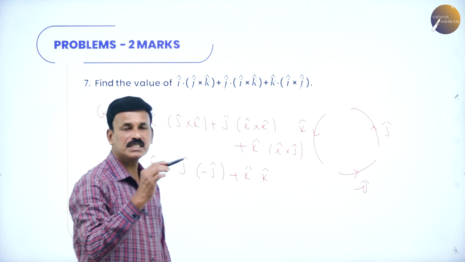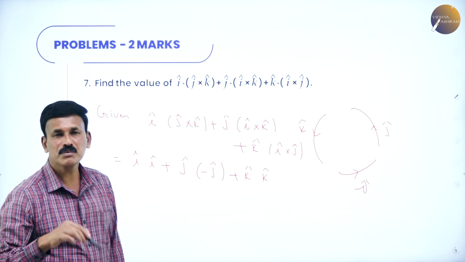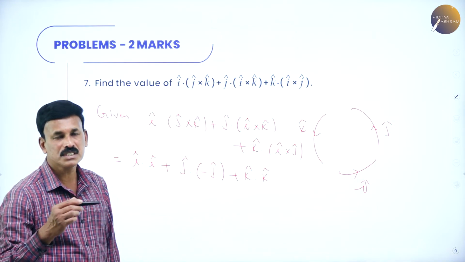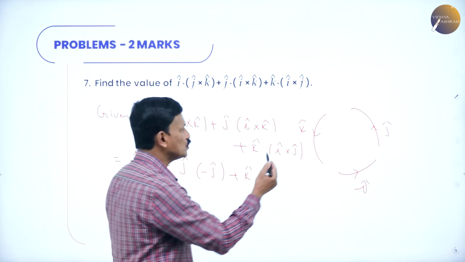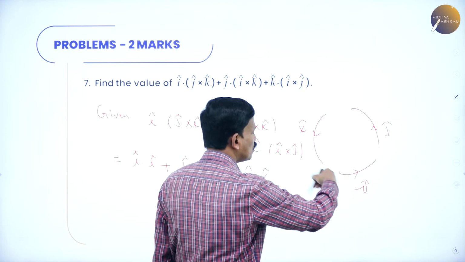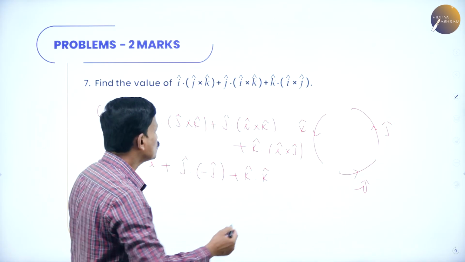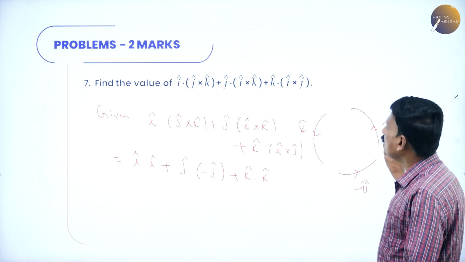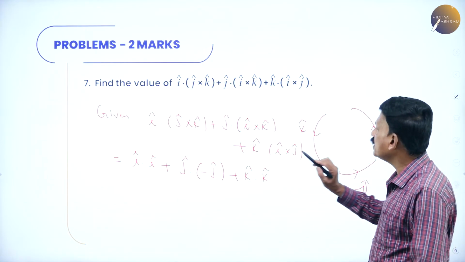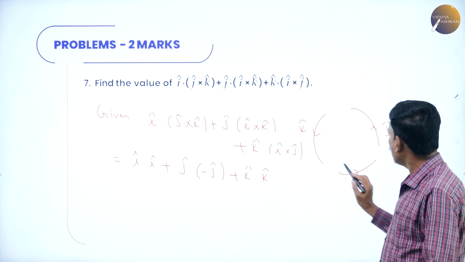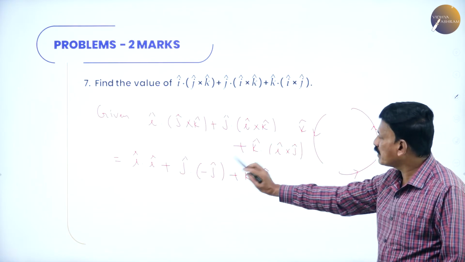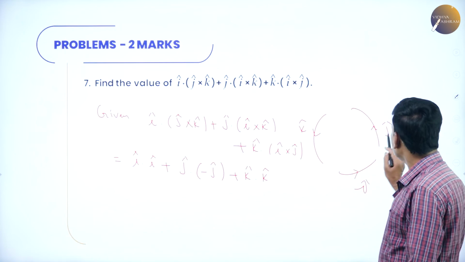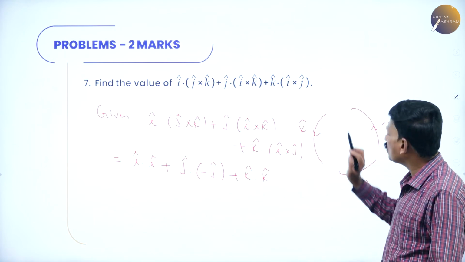Depending upon the clockwise and anti-clockwise direction, the signs will change. In this direction we are going to get positive, in the opposite direction we are going to get the negative. So therefore here j cross k is equal to i, again i cross k, i and k is equal to minus j, i cross j is equal to k.